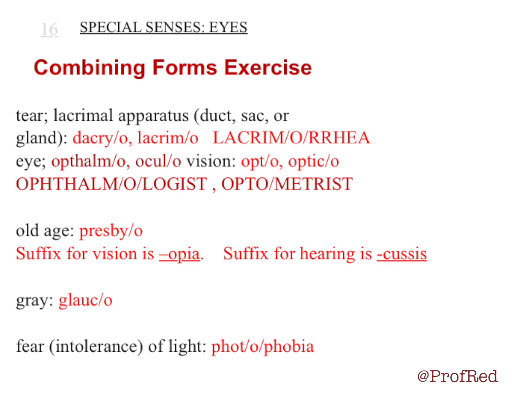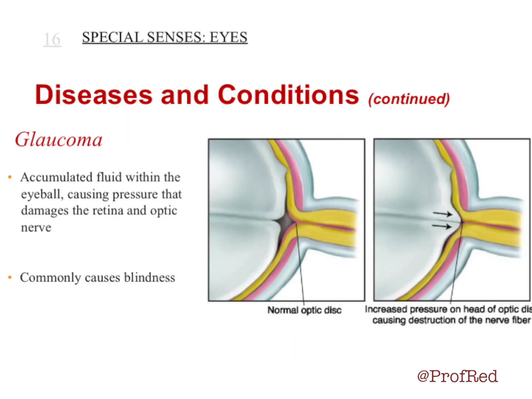People with photophobia are not really scared of light, but they are irritated when you expose them to light, which is a sign of something going on in the eye. It could be conjunctivitis. With conjunctivitis, people usually avoid the light. So that's photophobia. So remember, a few seconds ago, we said glauc is gray.